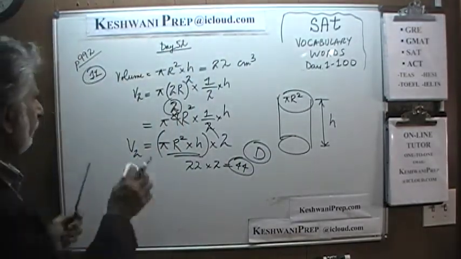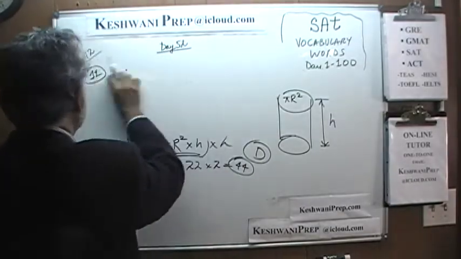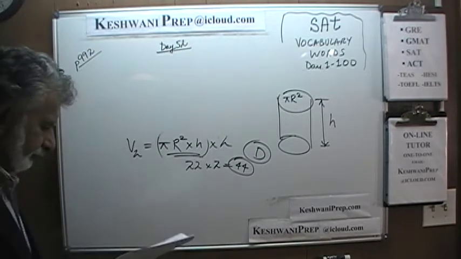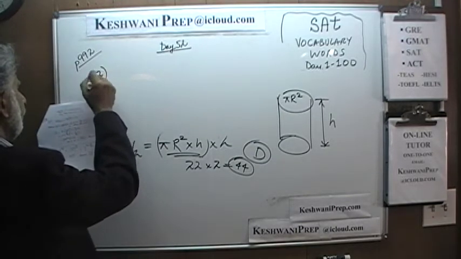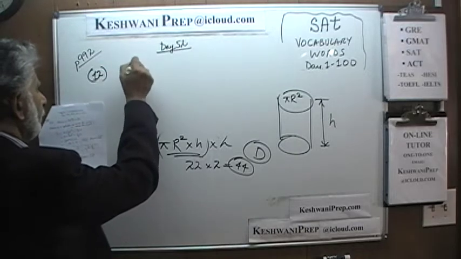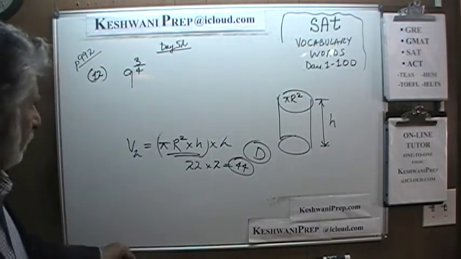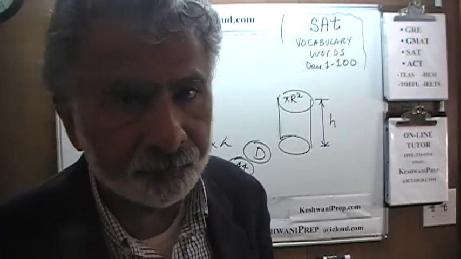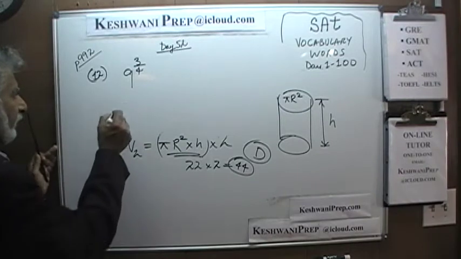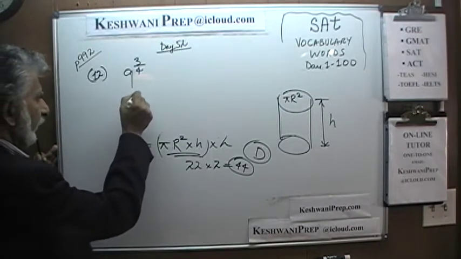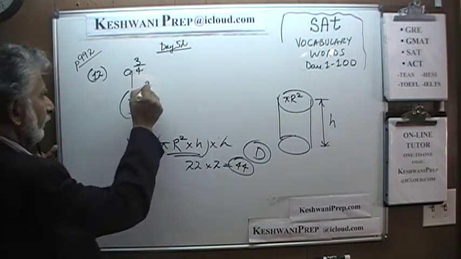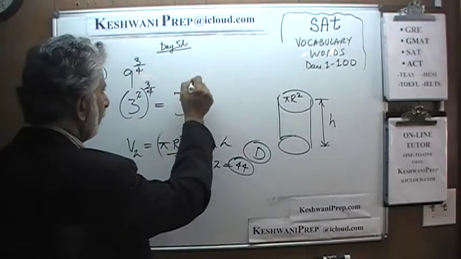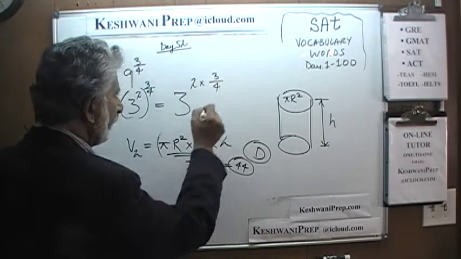Let's take a look at number 12. Number 12 says 9 raised to 3 quarter. What does 9 raised to 3 quarter boil down to among the four answer choices that we have? Let's see what we can do. 9, of course, can be written as 3 squared times 3 quarter, which is the same as 3 raised to 2 times 3 quarter.